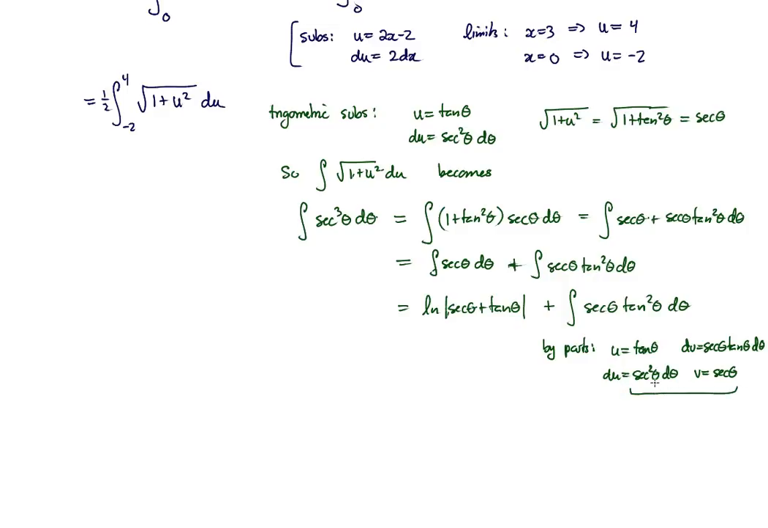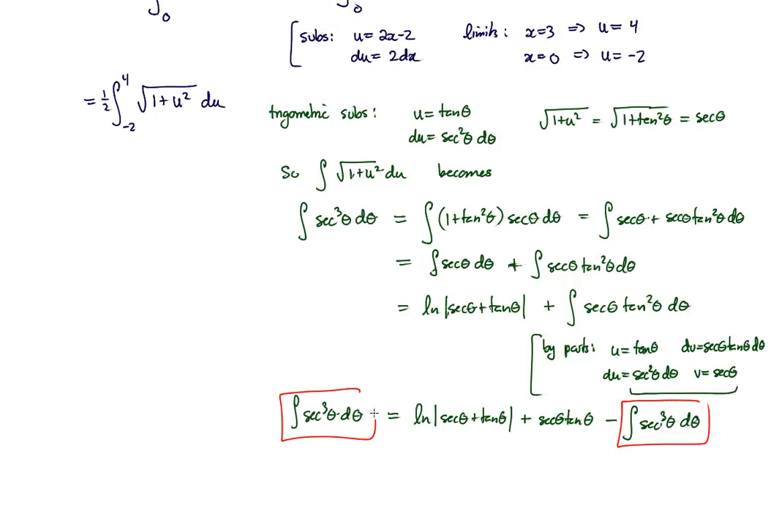Oh, but wait a minute. The product of those two is secant cubed. That's back to my original integral. So maybe I can get an equation in that original integral and use algebra to solve it instead. So let's have a look then. So we have our integral that we're trying to find on both sides of the equation, and we can actually solve this now for that integral.